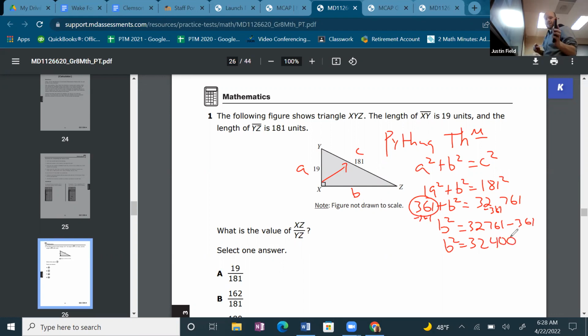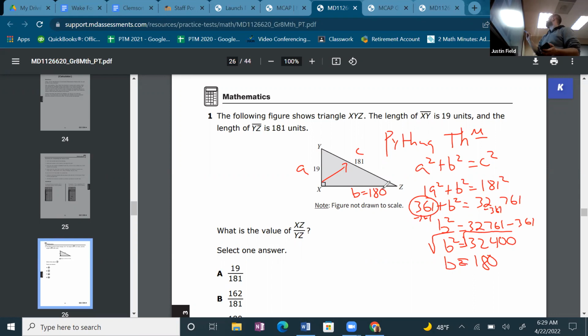Do not divide by 2. Make sure you square root, as it is the inverse operation of squaring. Square rooting that, I get 180. Oh, that's an equal sign now. 180. So that means B is 180.